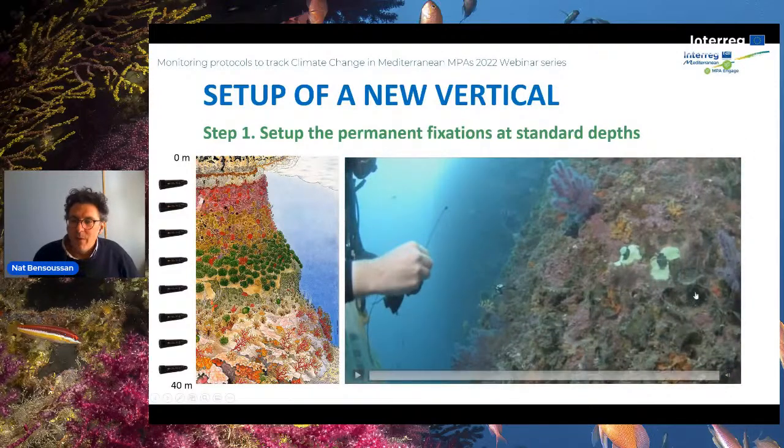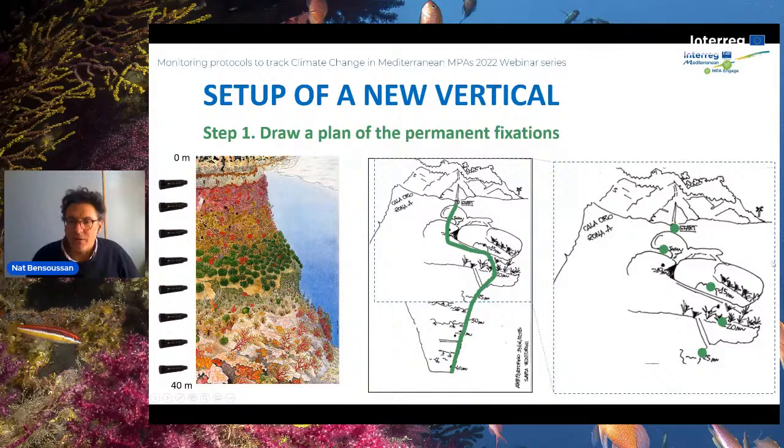Now we can leave it to harden for 20 hours or overnight. It's always useful, and I strongly recommend, to draw a plan of the permanent fixations, showing for instance the line you're going to follow underwater from the surface to 40 meter depth. This is useful to find the fixation points and will also be useful for recovering the data loggers.